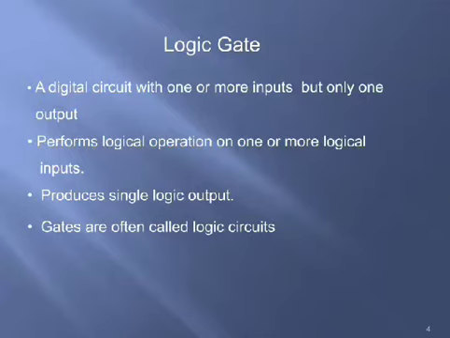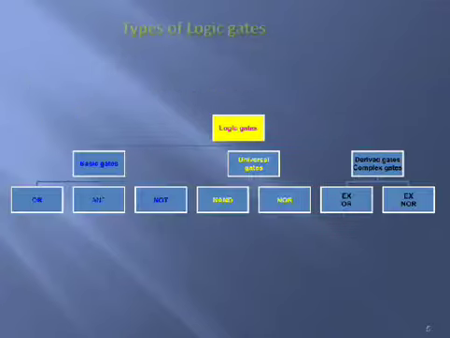Logic gates are also called logic circuits. So this is the classification of different types of logic gates. Mainly, logic gates are classified into three categories. First one is basic gates, second one is universal logic gates, and third one is derived gates or complex gates.